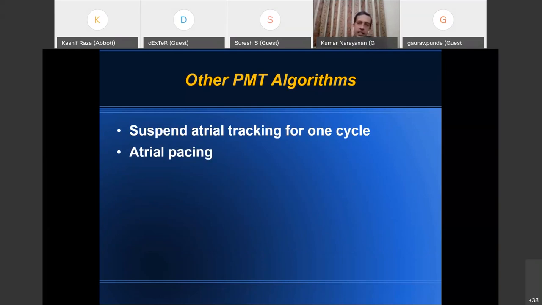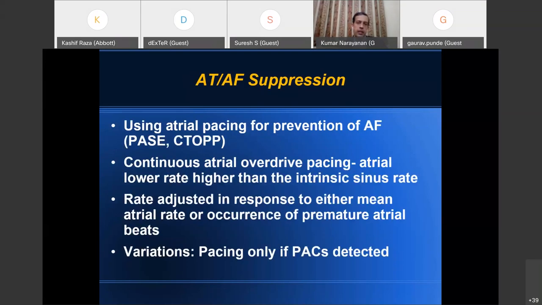Now, other ways in which a device can break a PMT include, if it diagnoses a PMT, suspending atrial tracking for one cycle. So when a P wave comes, don't track it, don't initiate an AV delay, and then the cycle breaks, and from the next cycle onwards, the dual chamber pacing can take over. The other way would be to give an atrial pace at a pre-specified duration, so that instead of the retrograde P wave, you are pacing the atrium and that breaks the tachycardia. So these are the various types of responses to break the PMT.